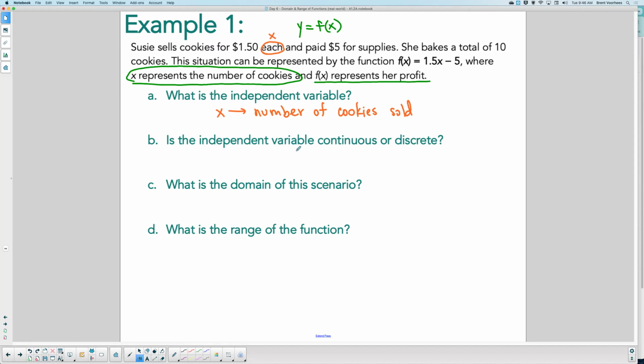Okay, now we need to find out, is it continuous or discrete? Remember, this means connected, this means dotted. We need to think about the word for today for real world. Continuous means it's measurable. Discrete means you would count them, countable. If you're talking about the number of cookies sold, would you measure how many cookies you sold? Or would you count how many cookies you sold? Count. So that means this is discrete.